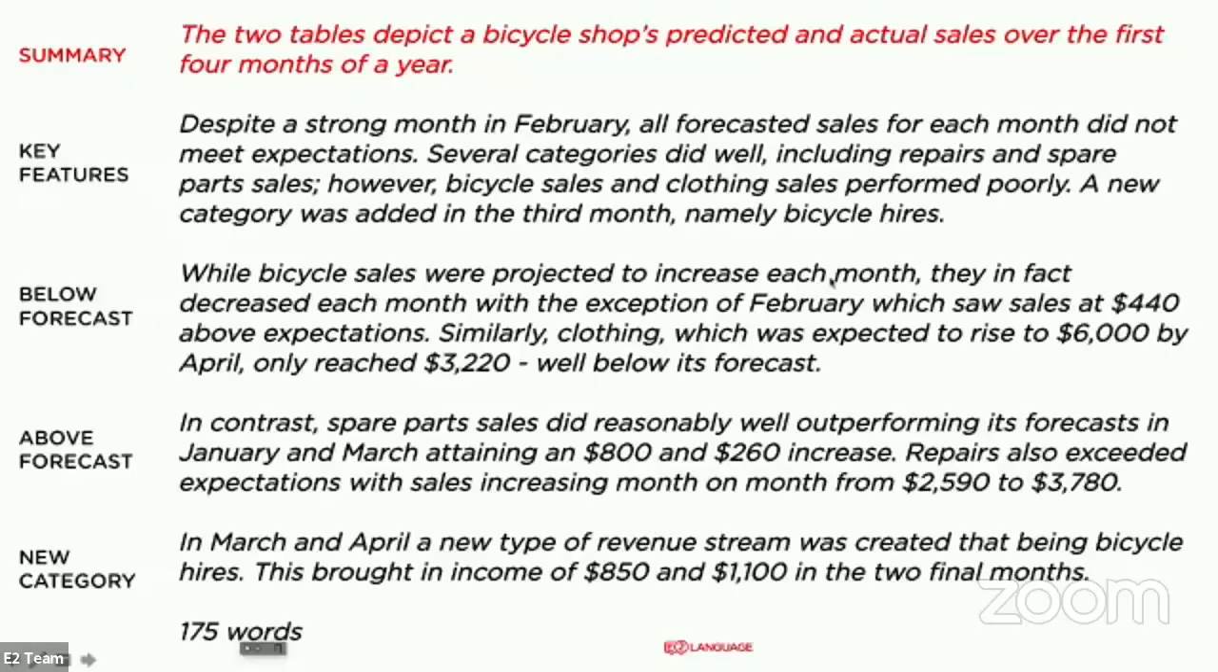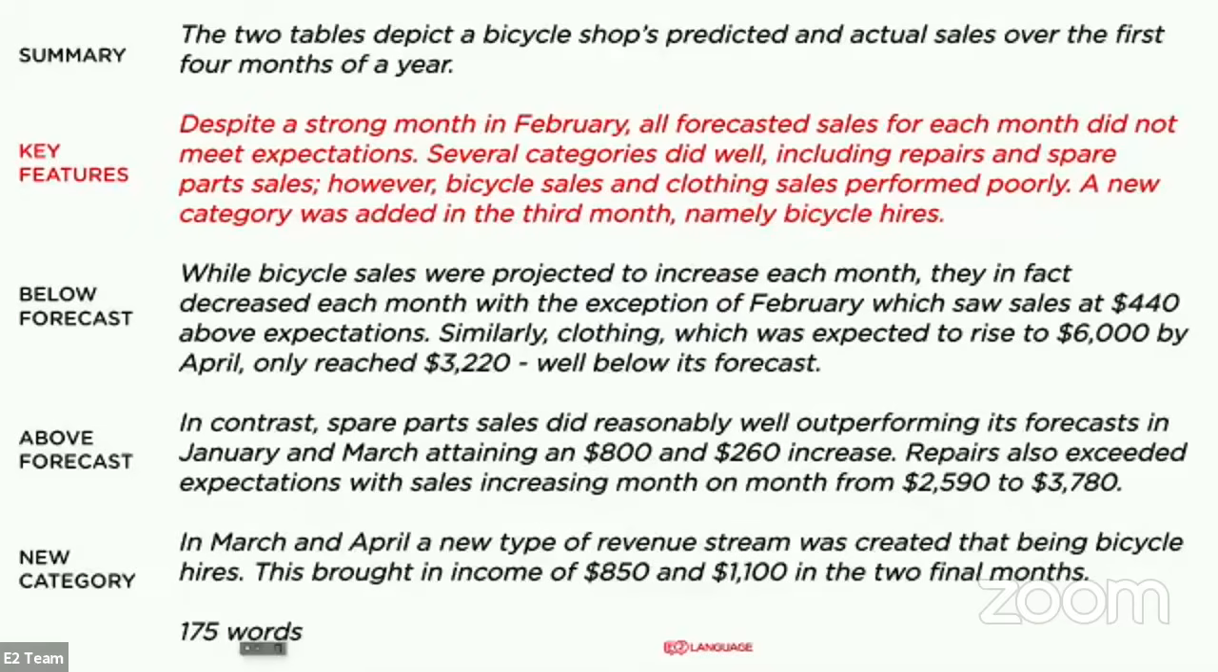So this paragraph says, despite a strong month in February, all forecasted sales for each month did not meet expectations. Several categories did well, including repairs and spare parts sales. However, bicycle sales and clothing sales performed poorly. A new category was added in the 3rd month, namely bicycle hires. There's no data in here. There's a bit of a comparison. I haven't included any of the sales figures, the dollar amounts, nothing like that. It's just a description of the key features of those two tables.